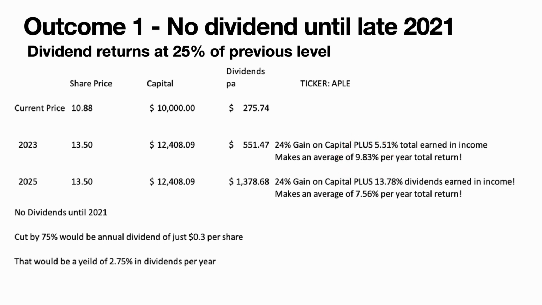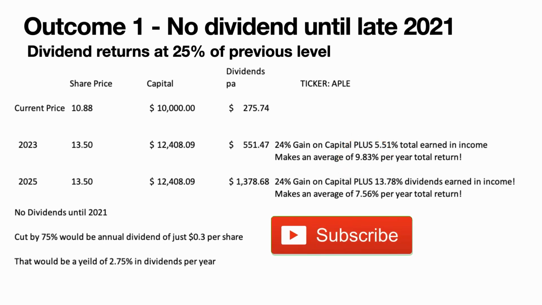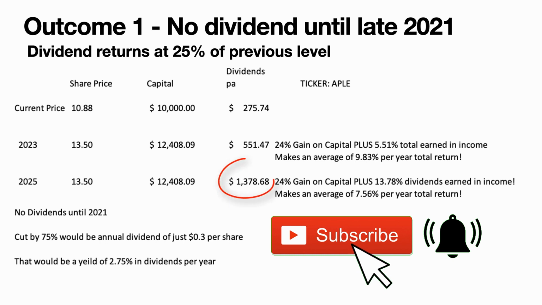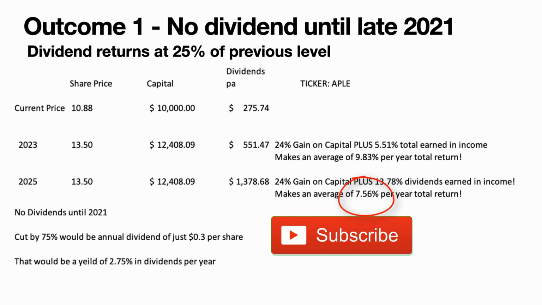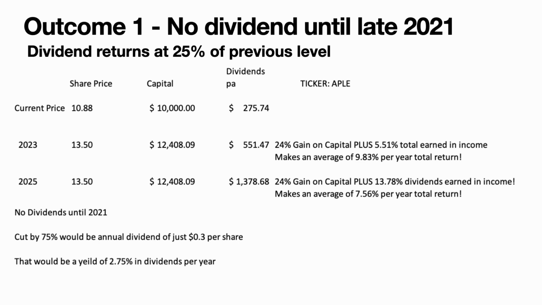Now, assuming it took until 2025 for that share price to rebound to the $13.50 per share level, then you would have made $1,378.68 in dividends, which would be a gain of 24% on capital plus 13.78% on dividends, which would make an average of 7.56% per year total return. So that's my negative, if you like, least positive forecast.